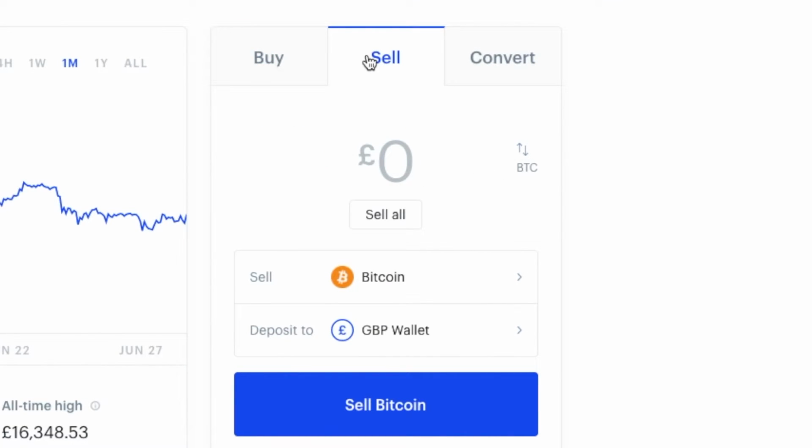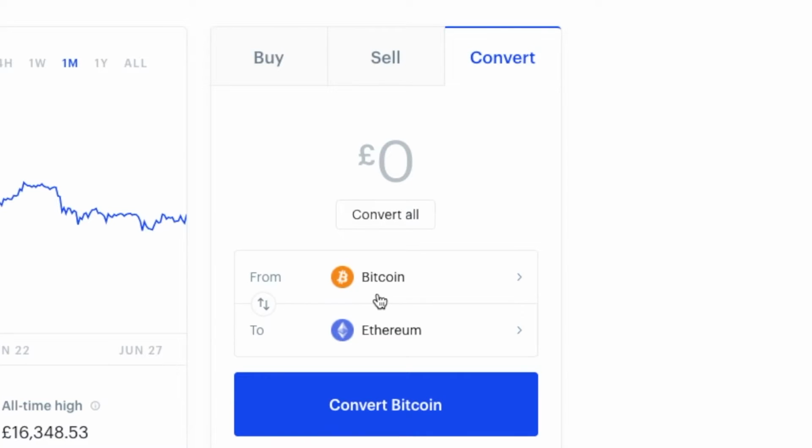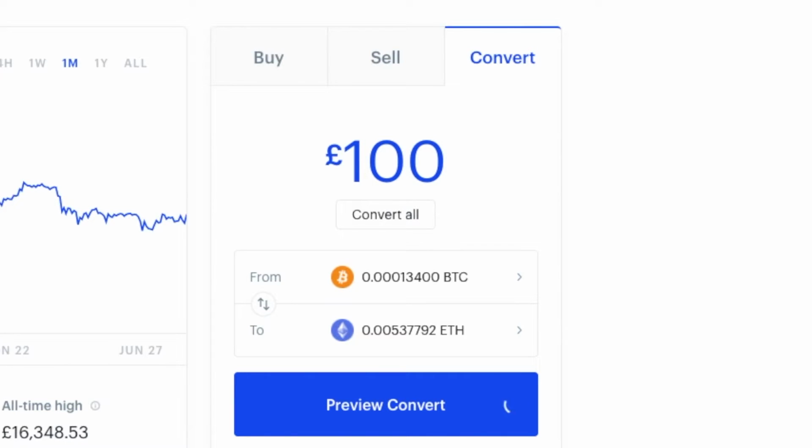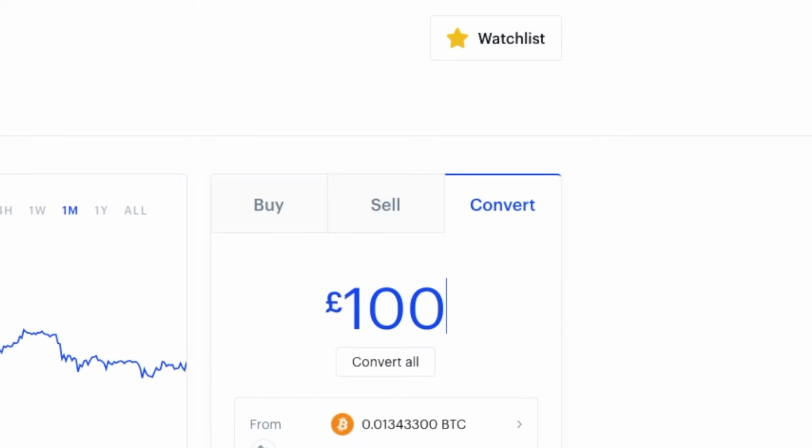So if I wanted to sell, which I don't really ever want to sell, you could do that too, or you could convert. Okay, so if I wanted to convert Bitcoin into Ethereum, I can do that here. So if I had £100 worth of Bitcoin, I can convert it to Ethereum and it would be worth 0.53. Okay, so you could do that here too. Okay, that's the basics of this.